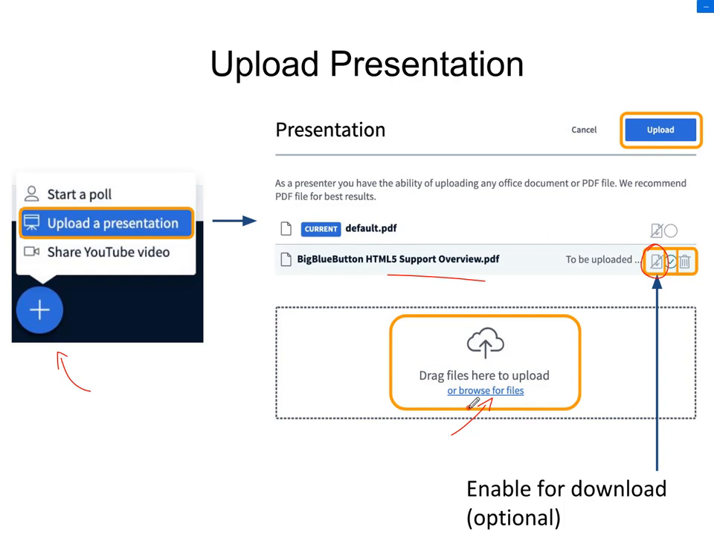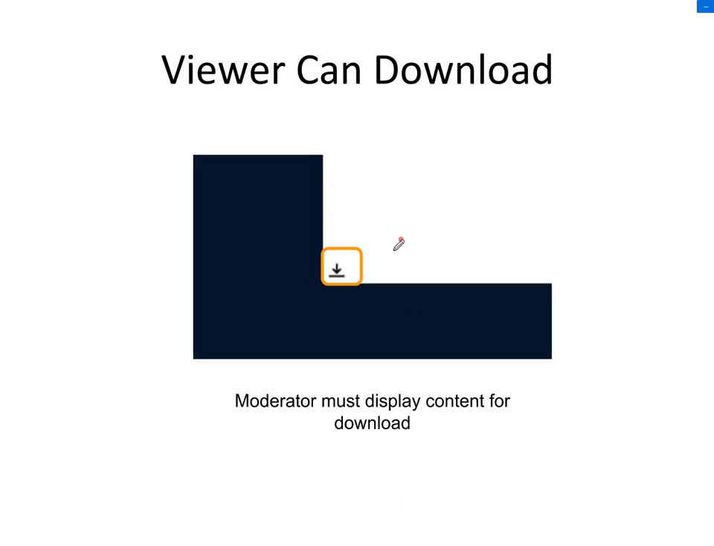Most often not, you're just uploading presentations at the beginning, choosing them, clicking upload, they process, and they now become the main presentation area, which is kind of what I'm doing here. If you do enable a download, there's a download icon that will appear in the lower left-hand corner.